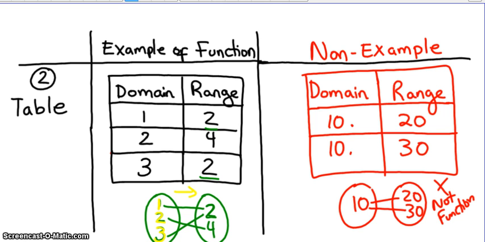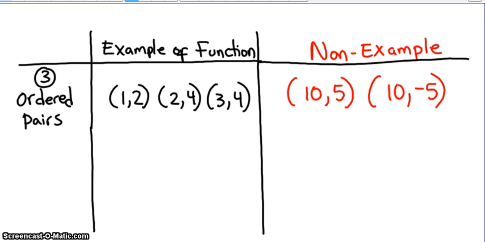So one trick when you have a table is looking out. It's okay for the range to have multiple numbers that are the same, but here it is not okay if you see something in the domain that repeats itself. Next, we're going to do ordered pairs.